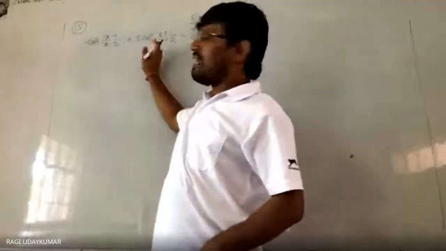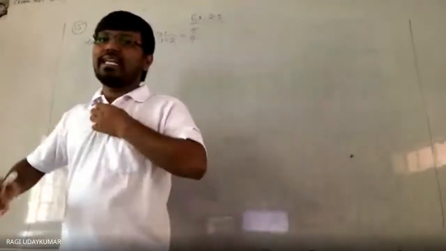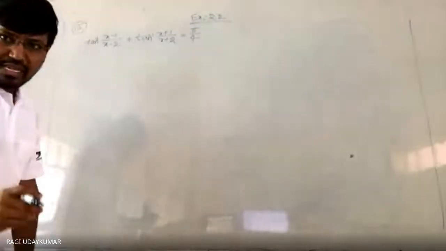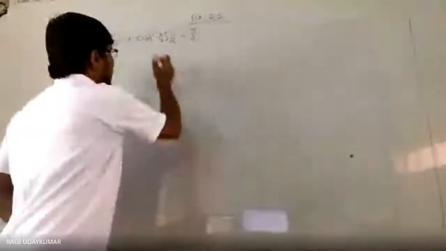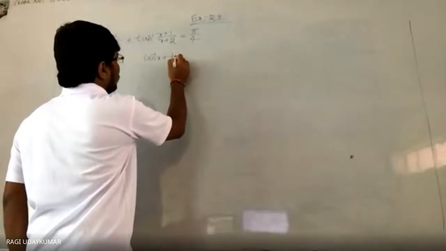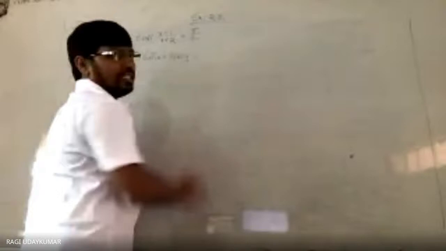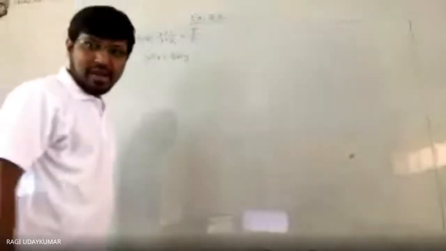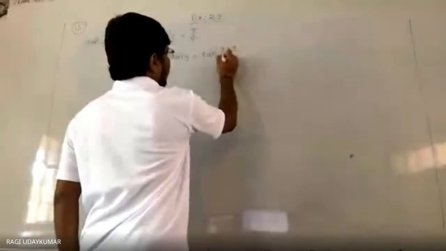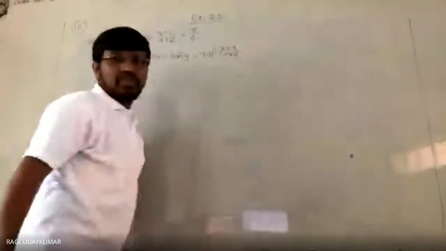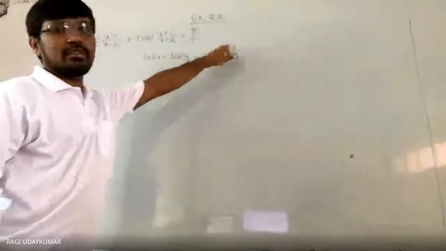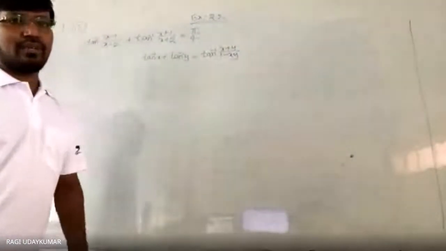Here, if you see, the left-hand side is in the form of tan inverse x plus tan inverse y. So what is tan inverse x plus tan inverse y? Tan inverse of x plus y by 1 minus xy. So tan inverse x plus tan inverse y is equal to tan inverse of x plus y by 1 minus xy.